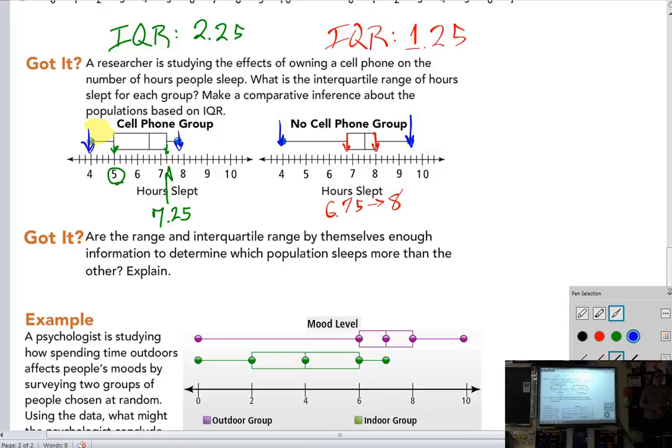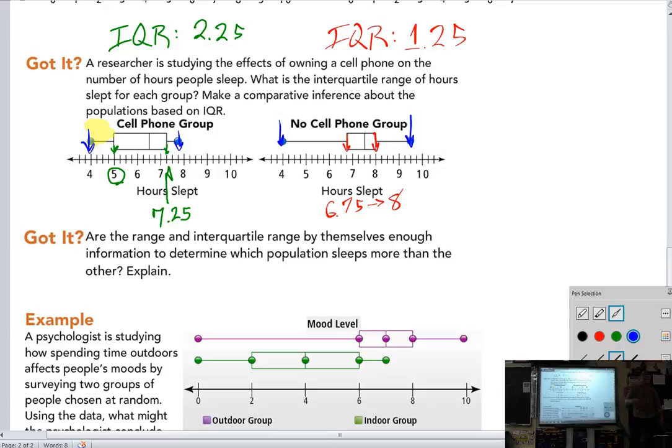What about the minimum of the data sets? They were both at 4, but the maximum in the no cell phone group was like 9.5, and the other one was almost 8. So we could say that the range of the no cell phone group is larger, but it's larger in the way that some of them get a lot more sleep. So if we're trying to make comparison between the groups, if you're in the no cell phone group, you have a higher chance of getting more sleep because first off, your interquartile range is tighter. 75% of your data is above 6.75 and your data pushes further right.